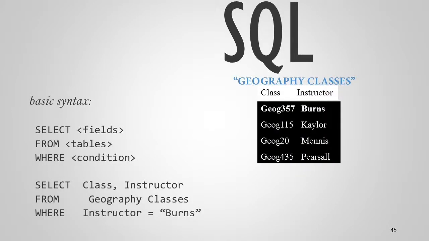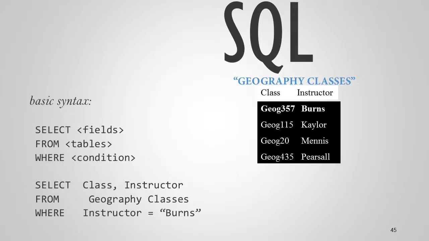The select part of that syntax is the field that's going to be returned. So we want to return class, so we would say select class. We want to specify which table to query, in this case it's geography classes, so we would say select class from geography classes where, then we specify the condition being instructor is Burns. Writing that out here, select class, you can also return instructor if we want to, but in this case class is more important. Select class from geography classes where instructor equals Burns.